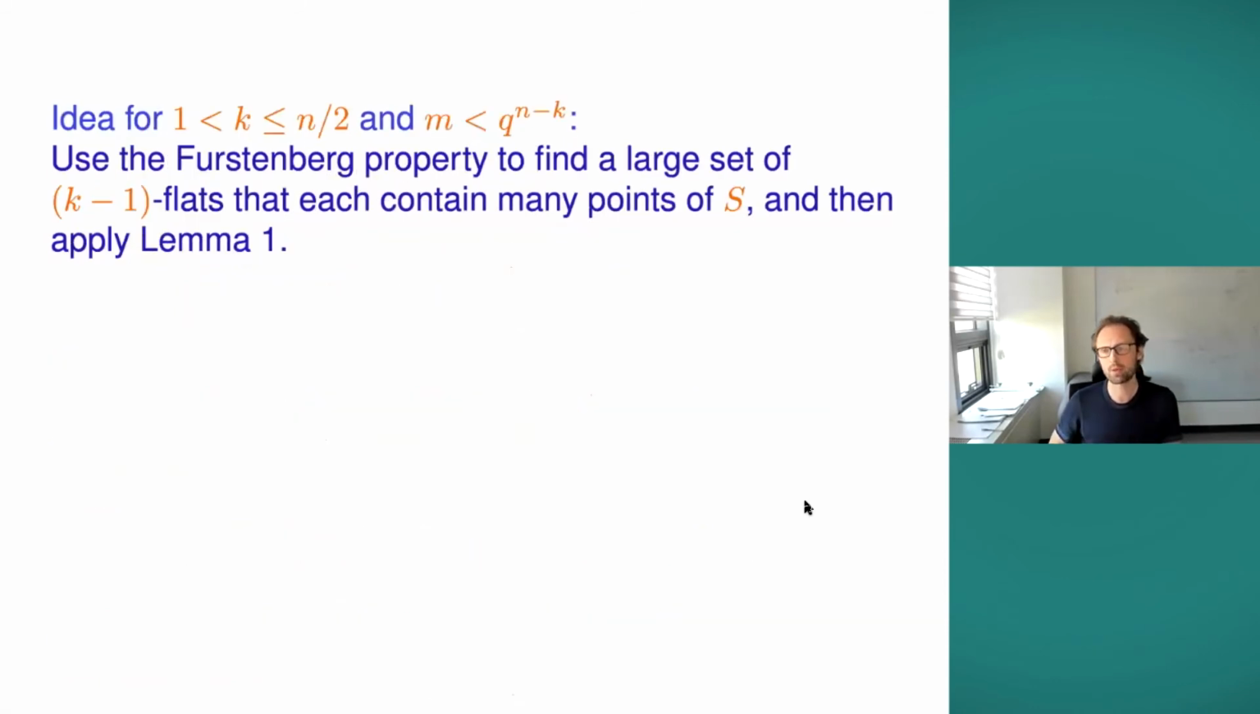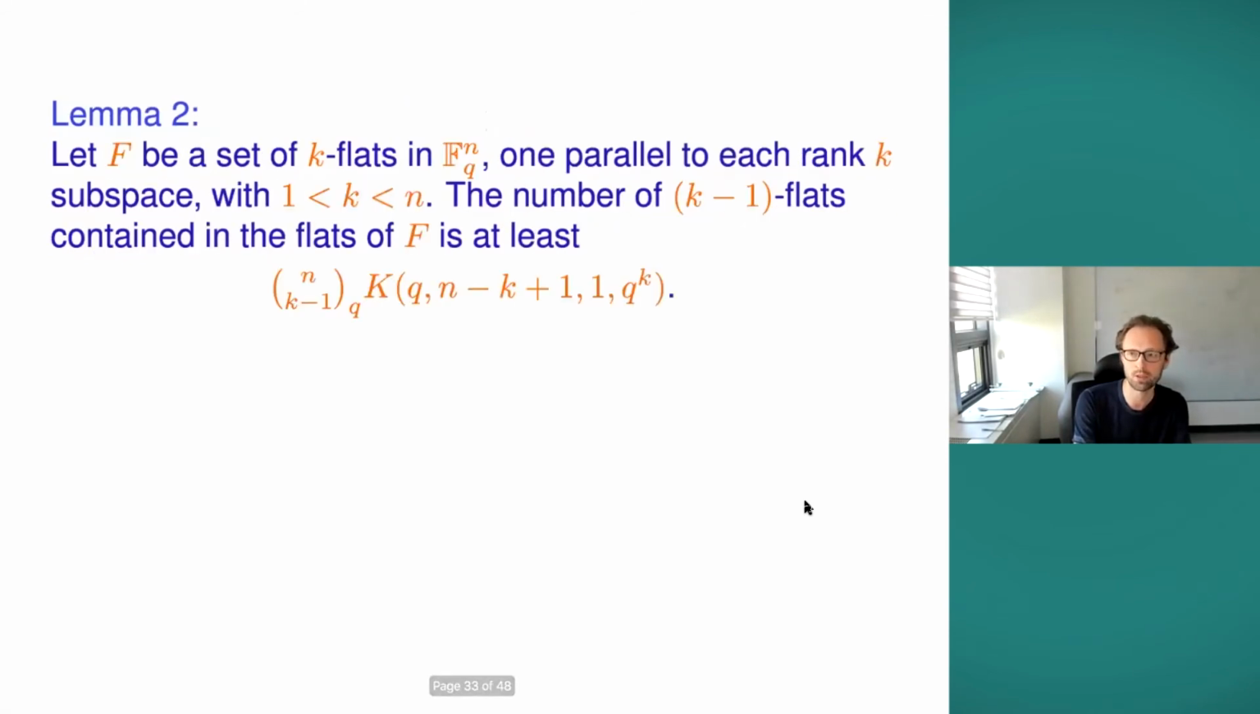We still have to worry about the case that k is between 1 and n over 2, or that m is larger than the bound that we showed before, which is q to the 2n minus k, roughly, and smaller than q to the n over k. And in this range, the idea is that we're going to use the Furstenberg property of the sets to find a large family of k-1 flats that each contain many points of S. And then we'll apply the same argument again using that lemma, which follows from the incidence bound.